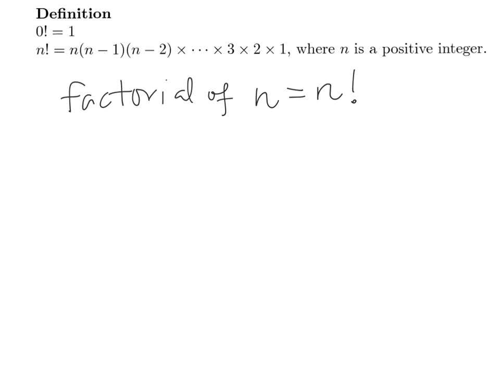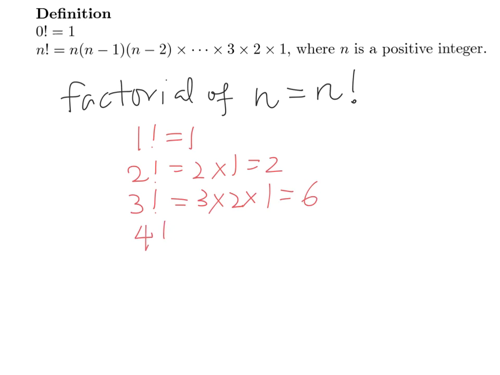Here we define the factorial of n by the product of all positive integers not greater than n, and denote it by this notation, n followed by an exclamation mark. So we have the factorial of 1 equals 1, the factorial of 2 equals 2 times 1, that is 2, and the factorial of 3 is 3 times 2 times 1, that is 6. The factorial of 4 is 4 times 3 times 2 times 1, that is 4 times 6, 24.